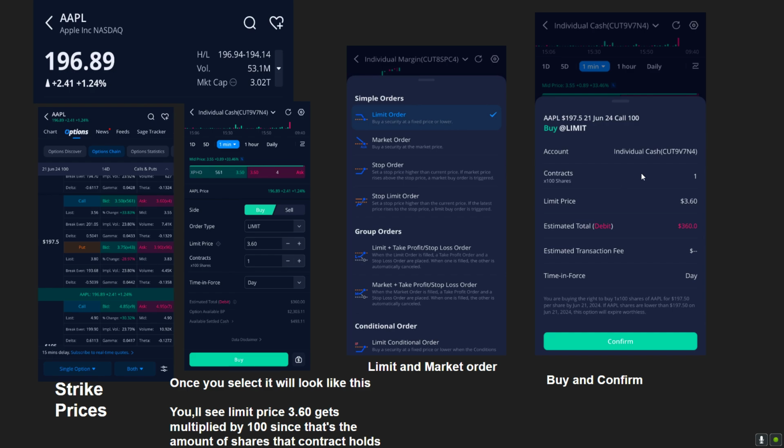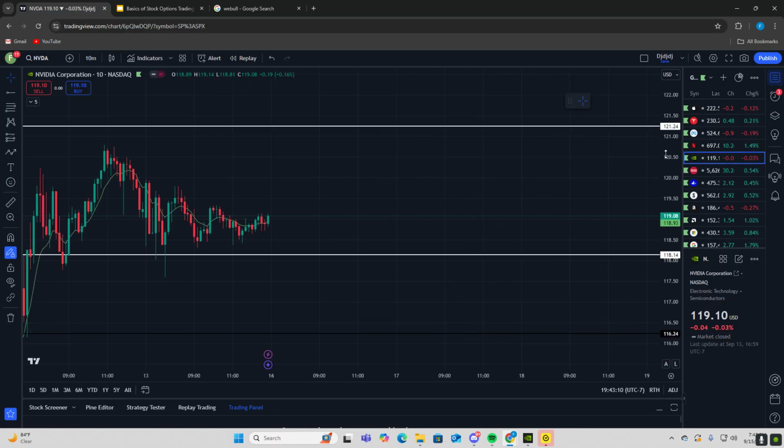And you could buy more. You could buy like 3 contracts. It's probably going to cost you like 1,080, something like that. And then you just hit buy and confirm, and then boom, you're already in a trade. You're already in a trade, and then you could watch Apple.